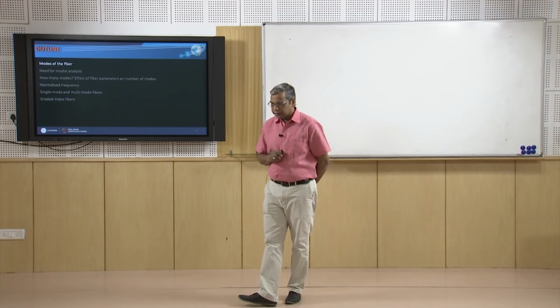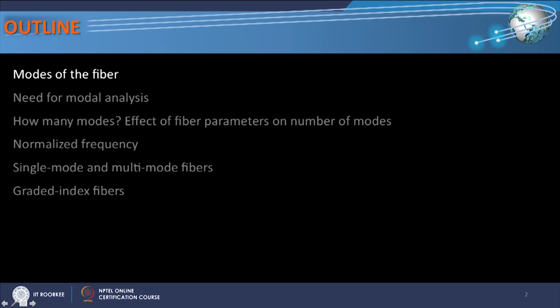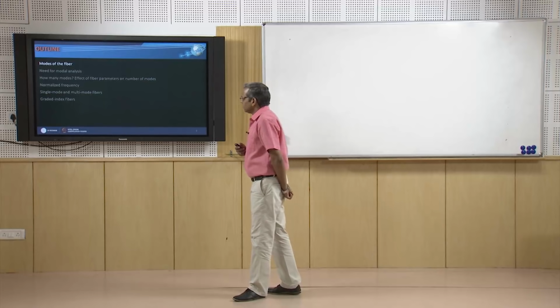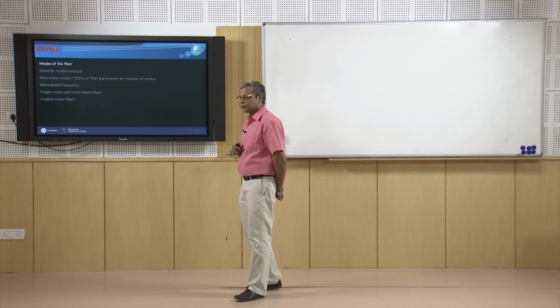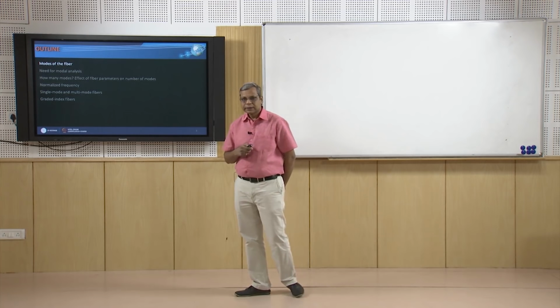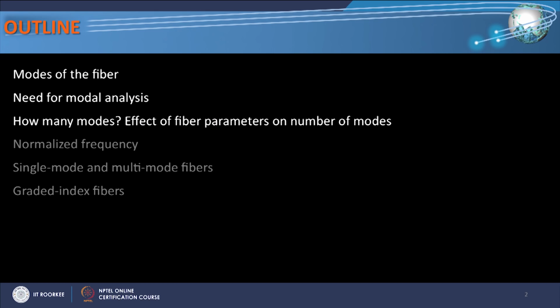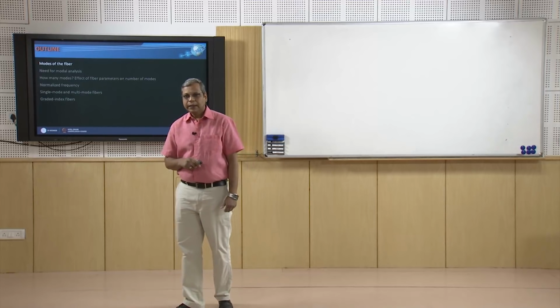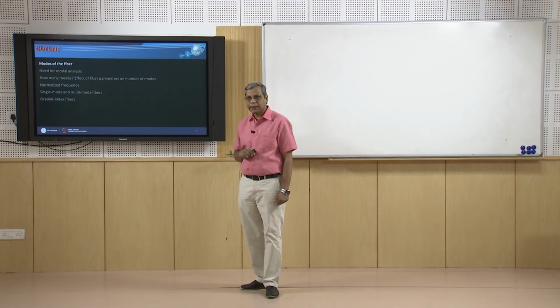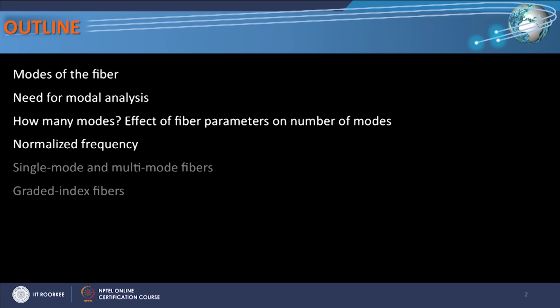So, the outline of this lecture is that first we will understand what is the meaning of modes of an optical fiber, and why after all we need to understand modes of an optical fiber. What is the necessity for modal analysis of an optical fiber? Then a natural question arises: how many modes a fiber supports, and is there some bearing of fiber parameters on the number of modes, and also what would be the effect of fiber parameters on the number of modes possible in an optical fiber. We will also see that we can integrate all the parameters of the fiber and the wavelength of light into a single parameter which is known as normalized frequency. Then we will try to understand what are single mode and multimode fibers, and then graded index fibers.